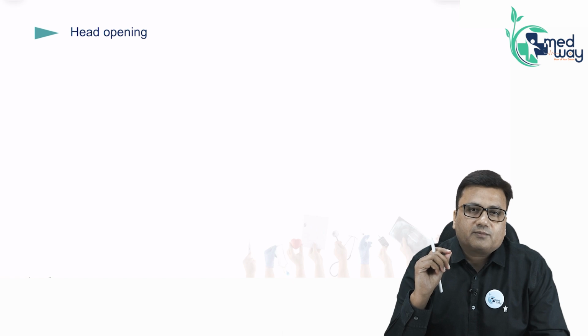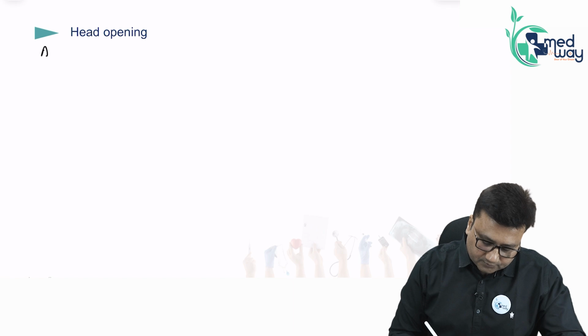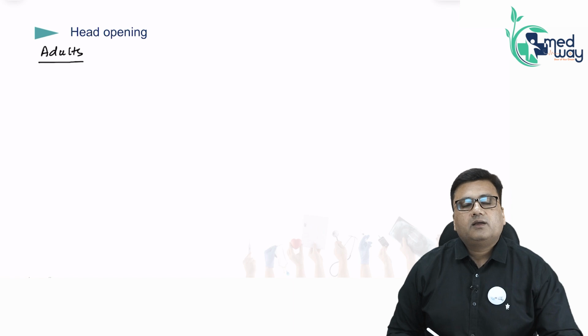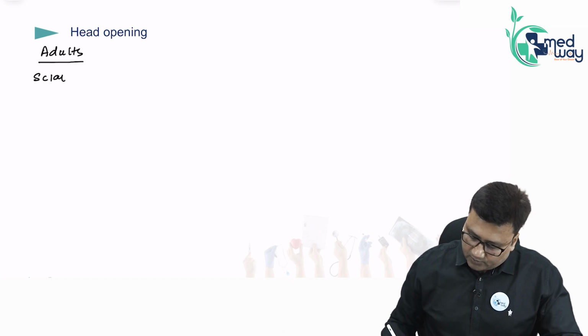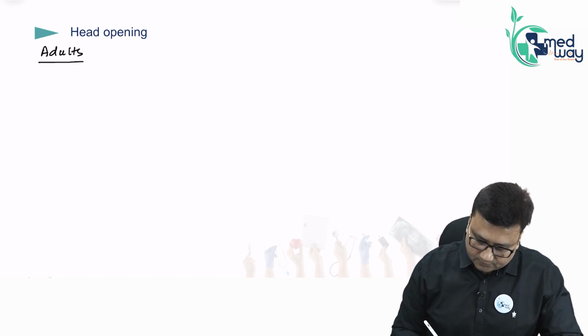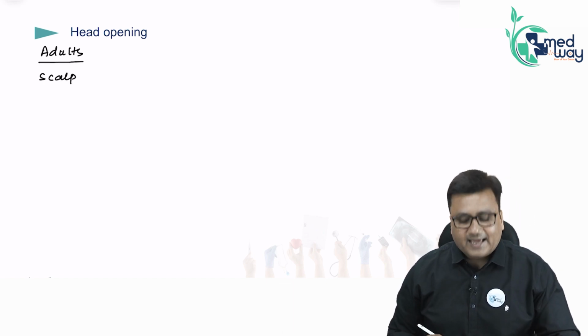Okay, let's move further, and now let's talk about head opening. Okay, so how do we open head? So, when we talk about adults, the head opening involves 2 steps. The first is opening of the scalp, first, followed by opening of the calvaria.